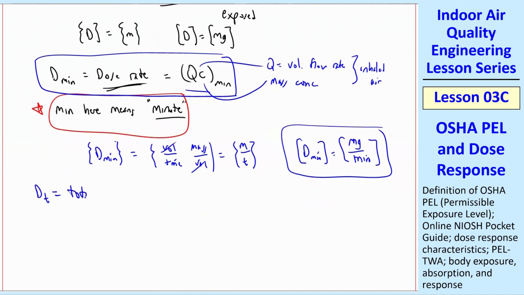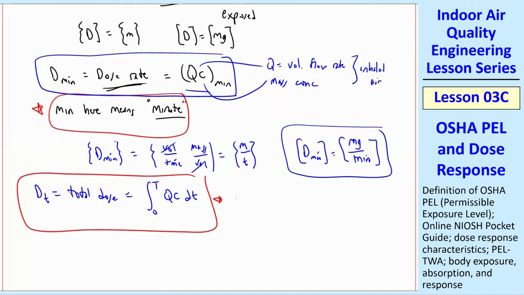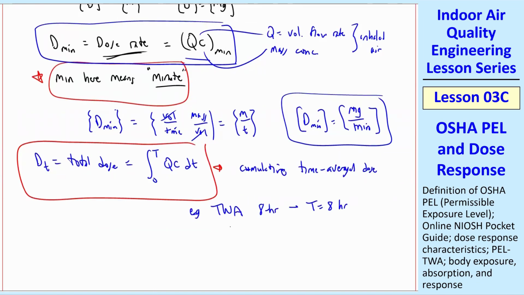D T is the total dose, an integral from 0 to some time t of the dose rate, QC, times dt. So this is the total dose, and that's a cumulative time averaged dose. For example, for a time weighted average 8 hour, you would set T equal 8 hours. And you've got to be careful of your units. If your flow rate's in minutes, you've got to convert to hours in that integral and make sure you have the right units. A 15-minute average is also common. We'll talk about some of those later.